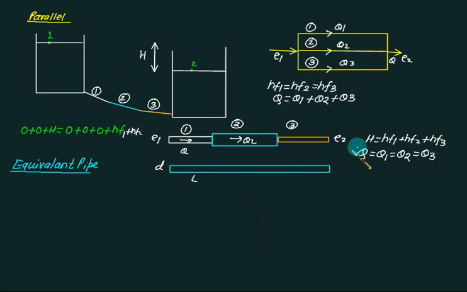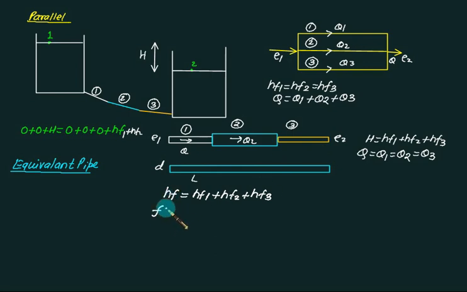For this situation, HF1 plus HF2 plus HF3 equal to this head, then my purpose will get solved. So here the equivalent length can be obtained: the head loss for this pipe must equal the head loss for this pipe. That is the equivalent length. So this is HF1 plus HF2 plus HF3. Now the advantage is that the discharge for all these pipes is the same. So we'll use this Q formula.